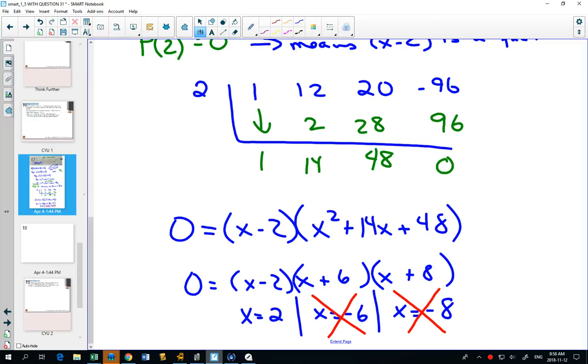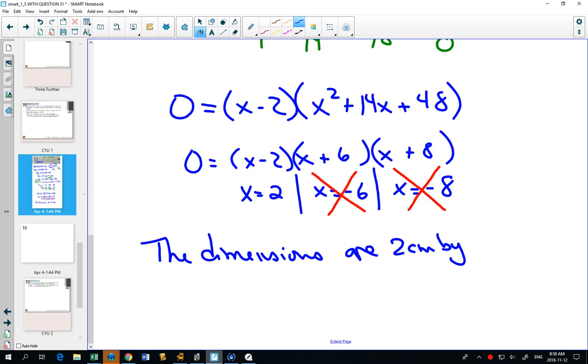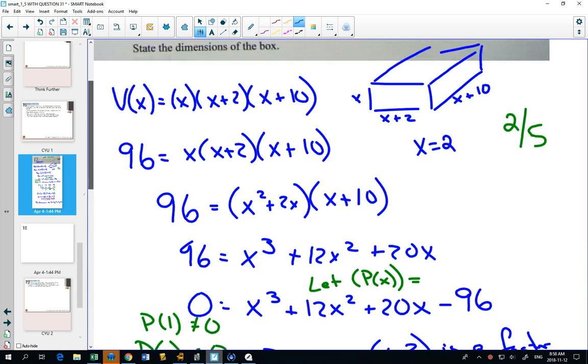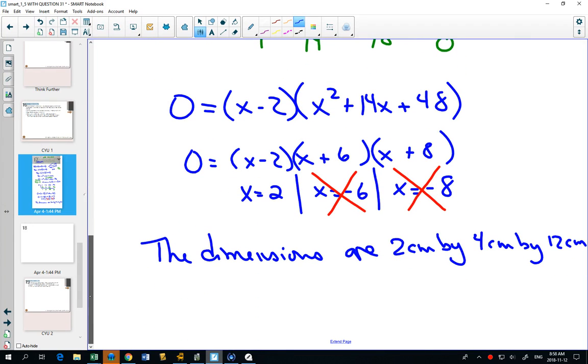Okay, so now this was a word problem. You need a final statement. The dimensions are 2 centimeters by, what were the other numbers? x plus 2, 4 centimeters by 12 centimeters. Because the question asked for the dimensions, right? If you didn't include units, units are an E5.